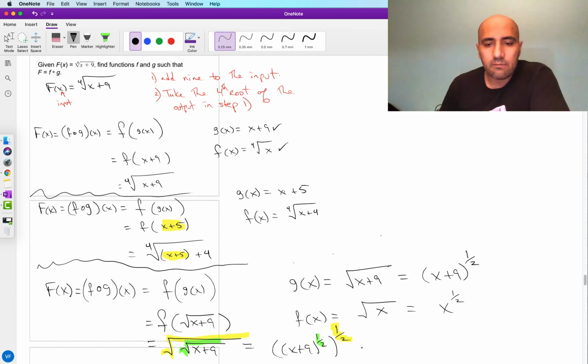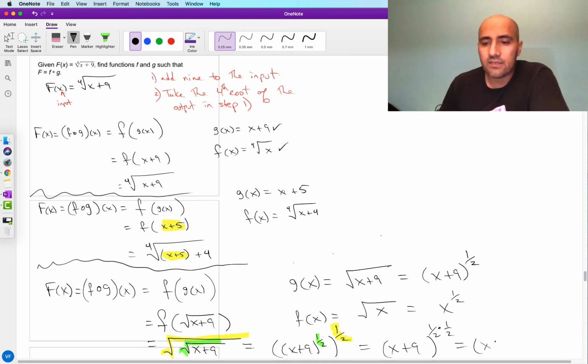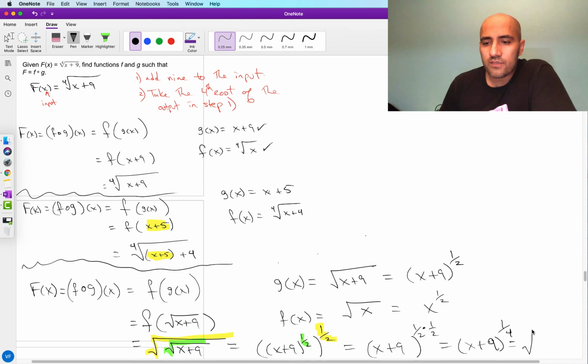And then those simplify to just give me x plus 9 to the power of 1/2 times 1/2, which is equal to x plus 9 to the power of 1/4, which is exactly what we wanted, the 4th root of x plus 9.